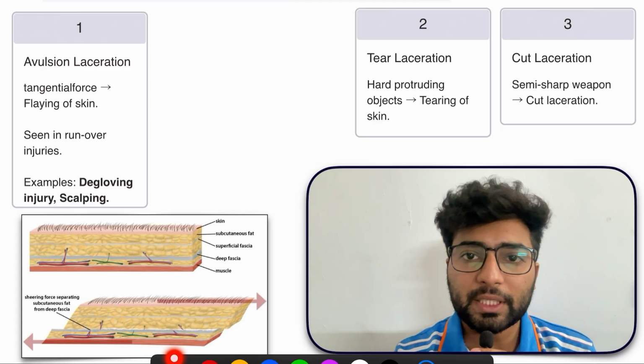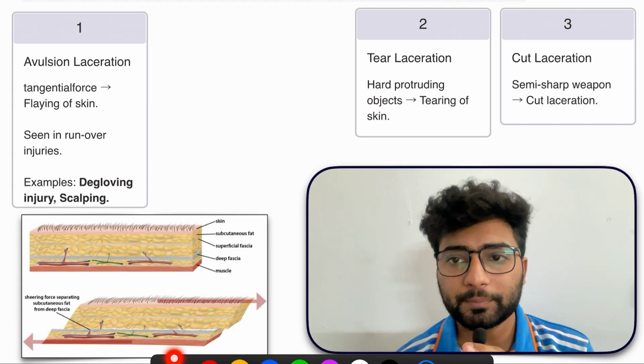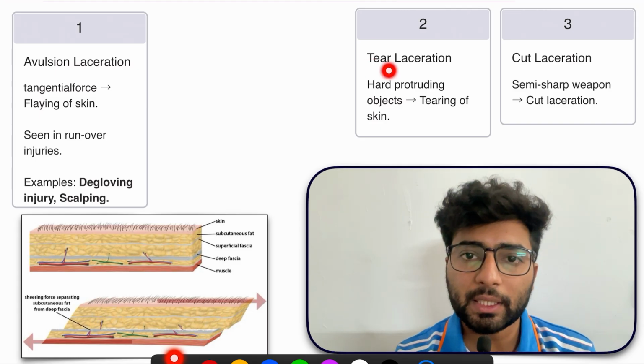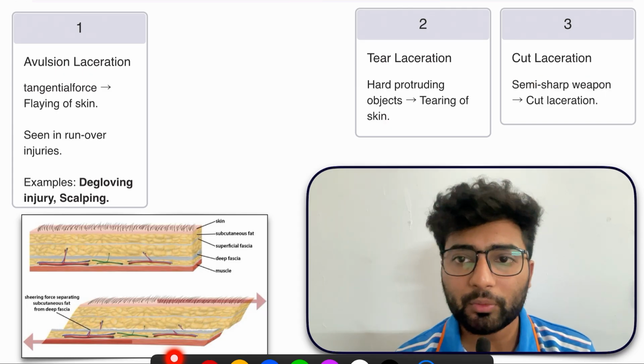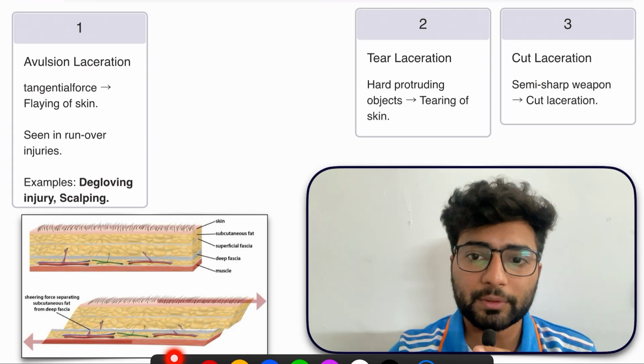The last ones are tear laceration and cut laceration. If it's a hard protruding object, it will cause tear laceration, while a semi-sharp object will cause a cut laceration.